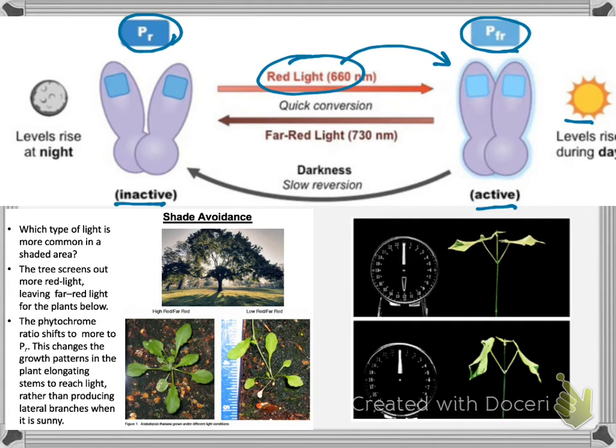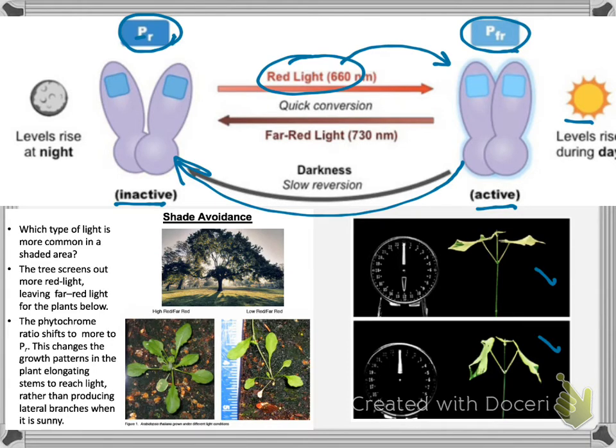But again, you can convert back. When darkness starts to take place and the light levels start to reduce, you can switch back to the inactive form of that phytochrome, the PR. In that way, the plant knows the daytime from the nighttime, and they're going to have circadian rhythms just like we do.